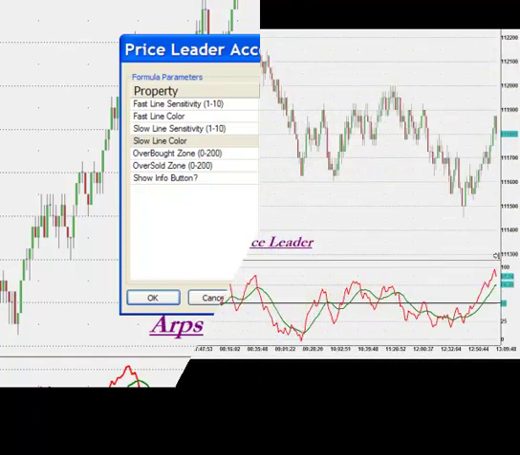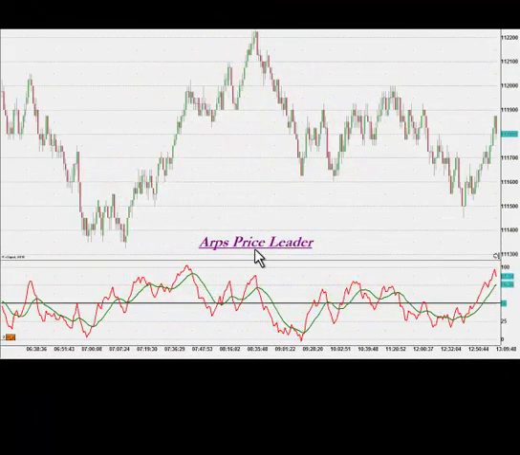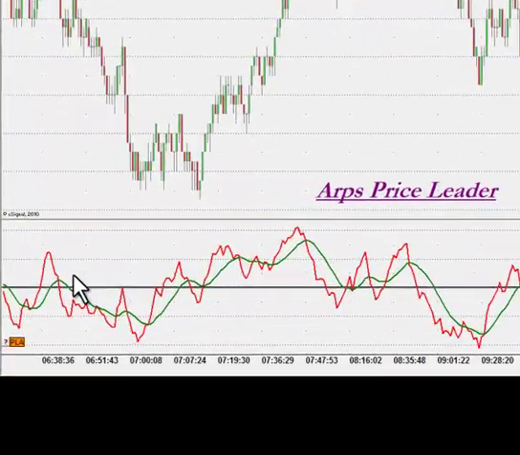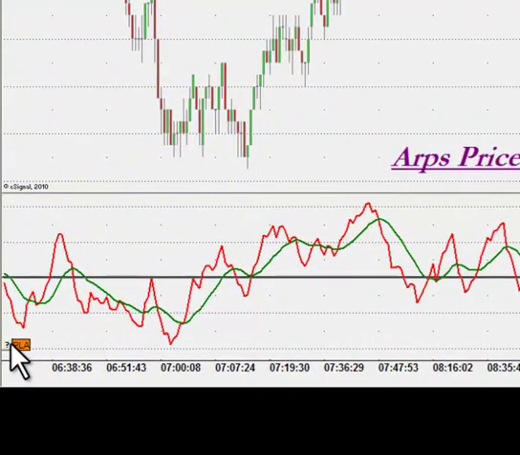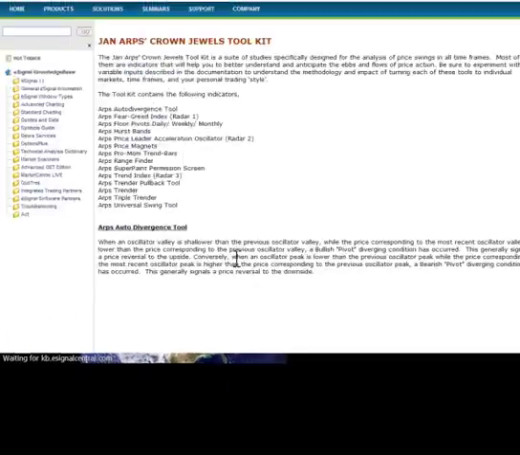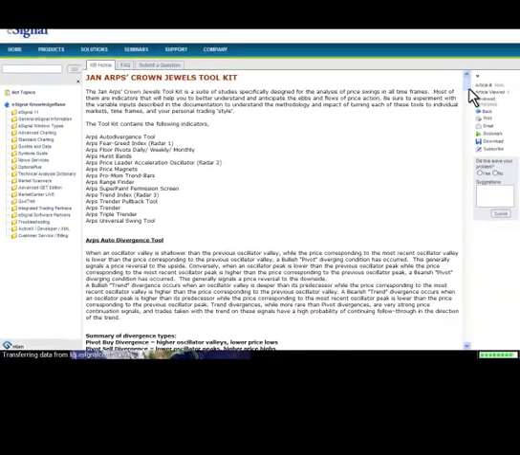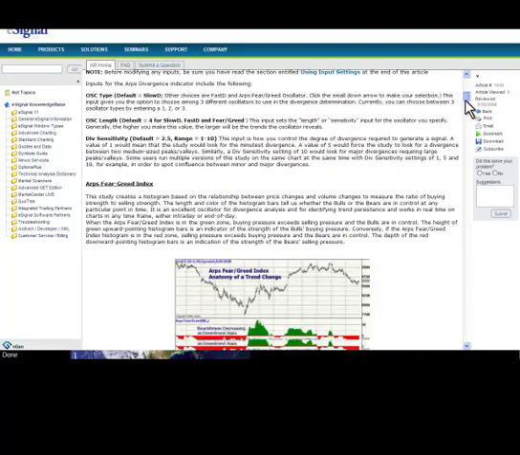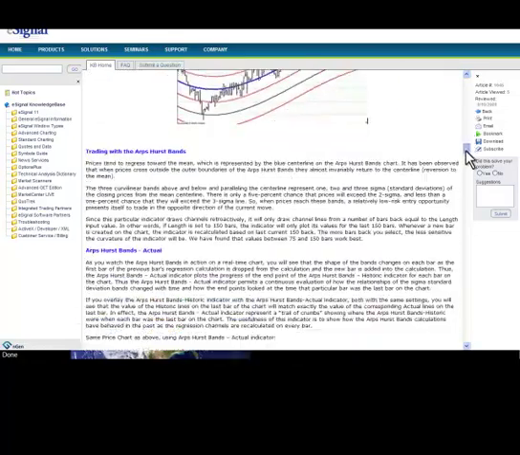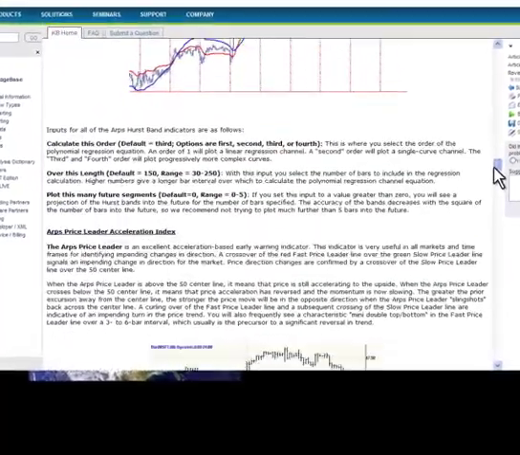If you would like further information on how to use the Arps Price Leader acceleration oscillator or any of the tools Jan Arps offers on eSignal, simply click on this question mark on the lower left of your screen, and it will bring you to a page in your browser describing in detail the use and inputs of all of the tools Jan Arps offers in his Crown Jewels package for eSignal. These are serious tools for serious traders.